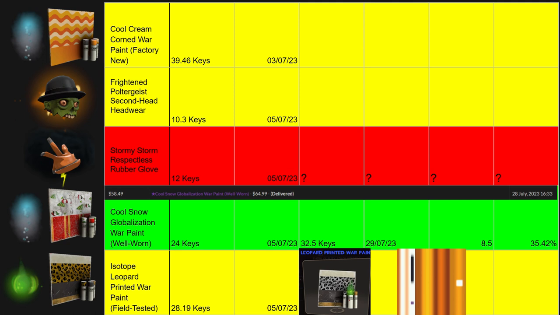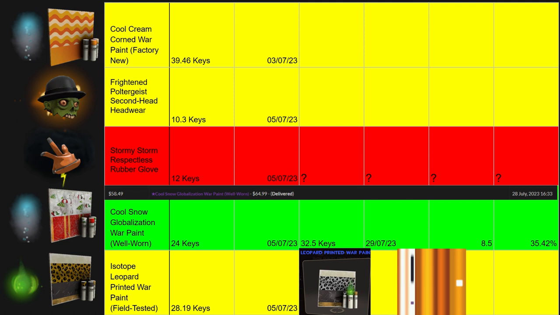Stormy Storm Respectless Rubber Glove. This looks like a decent hat for the pyro, especially for the price, but I'm unsure what happened to it. Cool Snow Globalization Warpaint Well Worn. Even though this paint is a bit dull, it did sell fast for a good margin. Sometimes you do get lucky in trading.